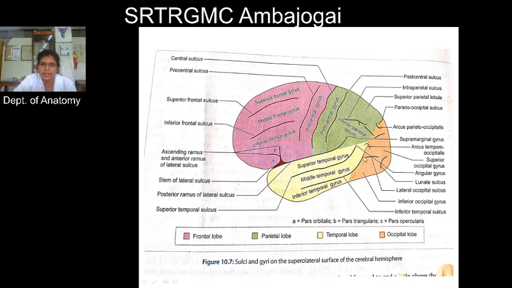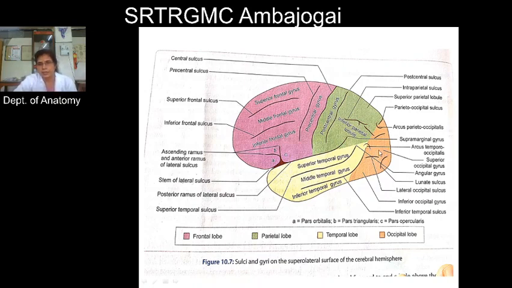Similarly, the posterior end of this inferior temporal sulcus is surrounded by the part of the cortex which contributes parts of this temporal lobe and the occipital lobe, and that is called arcus occipitotemporalis. So this is the arcus occipitotemporalis or the arcus temporo-occipitalis, which is present around this upturned end of this inferior temporal sulcus. So these are the sulci and gyri in the parietal lobe.